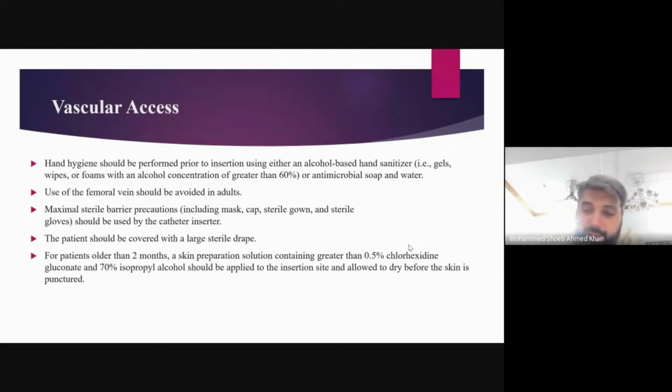Otherwise, the draping is a standard technique. It should be a whole towel. The hole should be as small as possible, exposing as little area as possible. And make sure that while cleaning the patient before draping, you cover at least double the size of the hole towel.